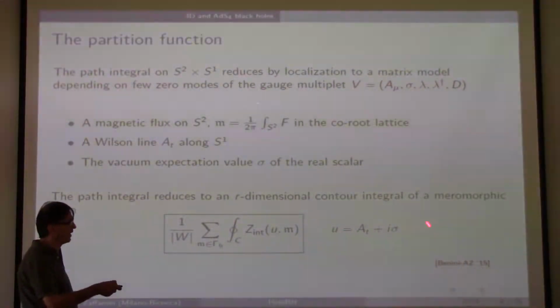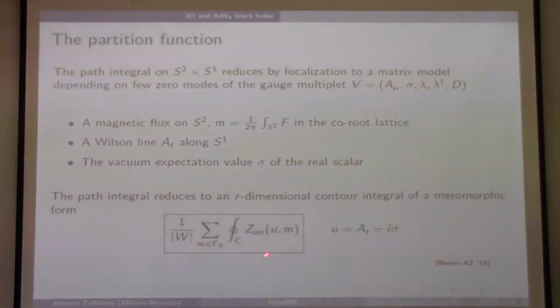It's convenient to put them together in a complex number because the final result will be holomorphic in this combination of Wilson line and sigma. And these are the integration variables, so you integrate over these.